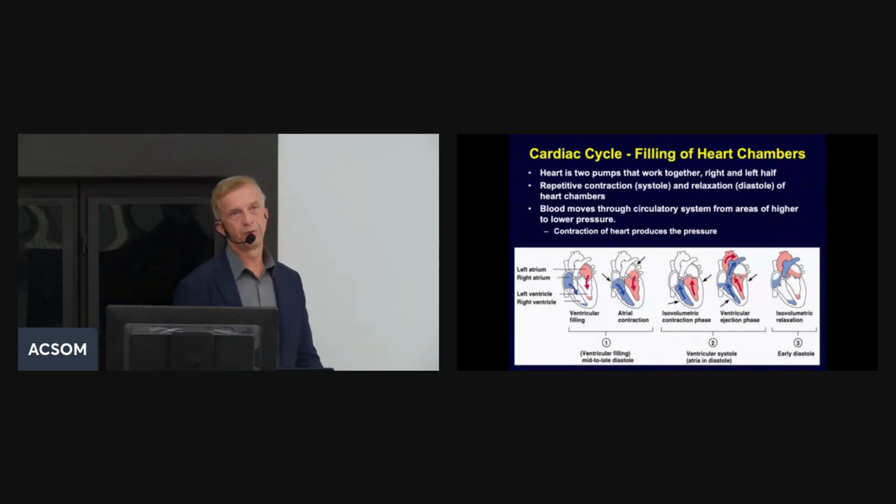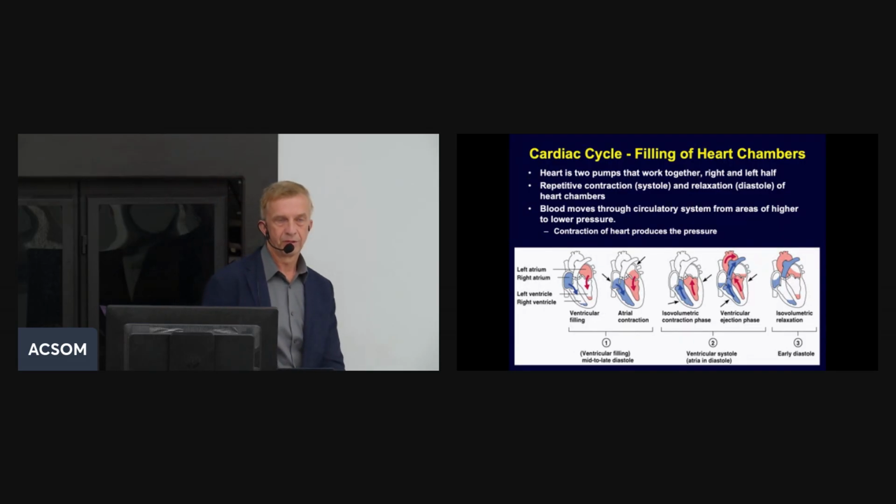Which valves are open? The AV valves, right? Which is the mitral and tricuspid valve. So AV valves open, and what happens with the blood? We said that blood moves from the area of the higher pressure to the area of the lower pressure. So the atria are filled with the blood. There is an elevated pressure in the atria.